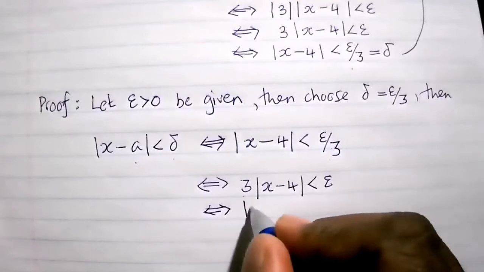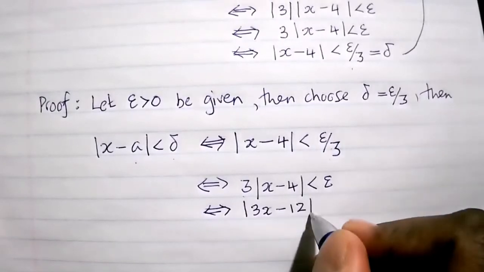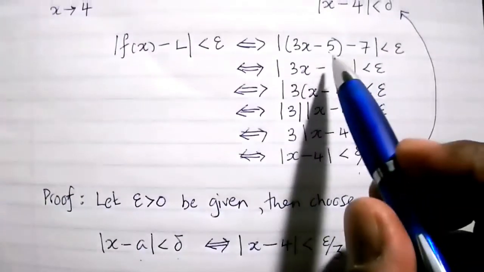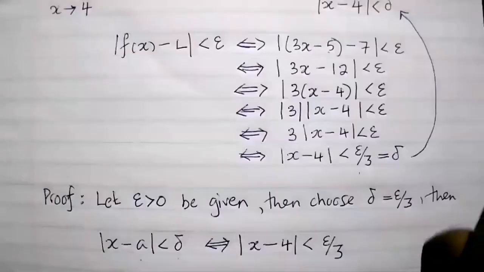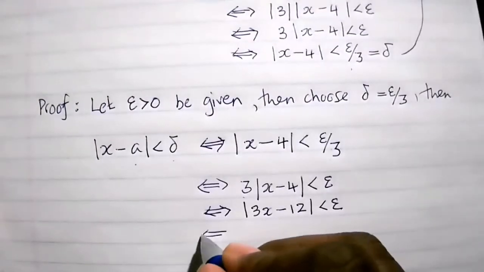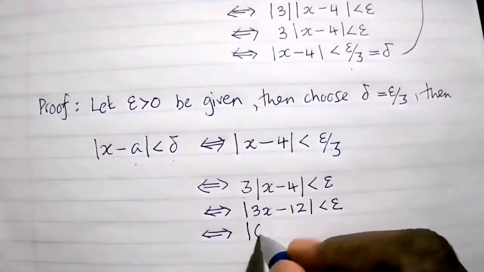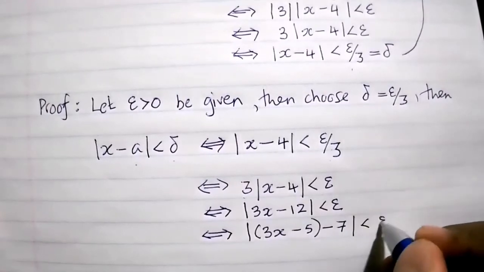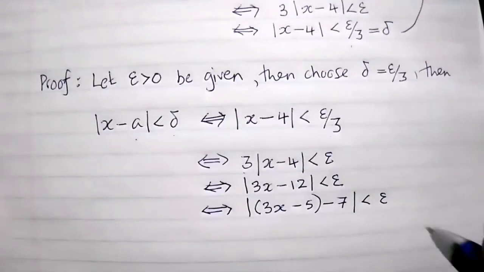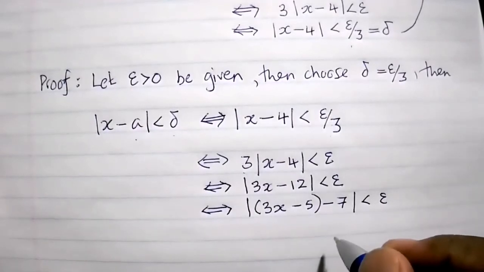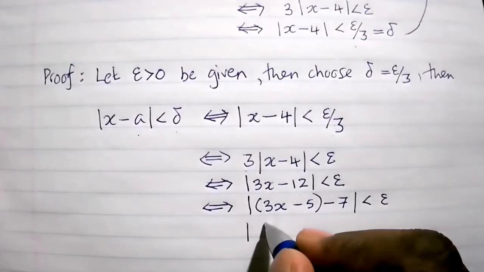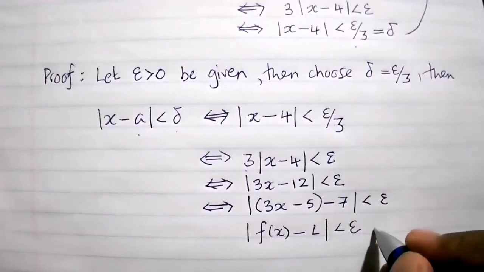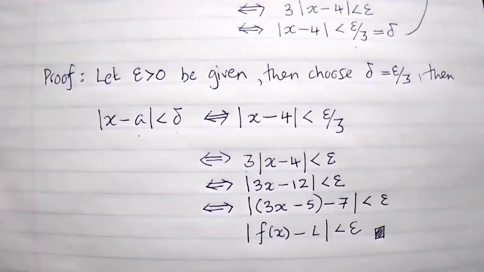So we multiply out, then we have 3x minus 12 less than epsilon. And of course, minus 5 minus 7 as before gives us minus 12. Now we can rewrite this as the absolute value of 3x minus 5 minus 7 less than epsilon. And voila, we got there. Because basically our aim right from the beginning was to arrive at the absolute value of f(x) minus L less than epsilon. And friends, this completes the proof.